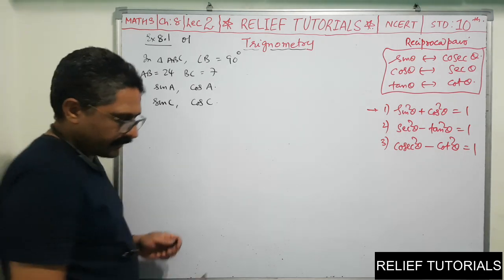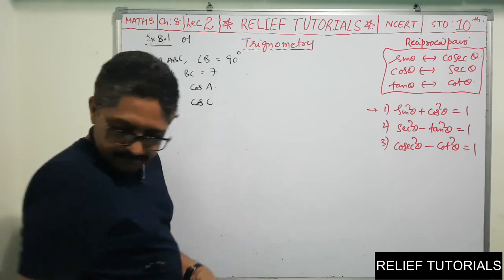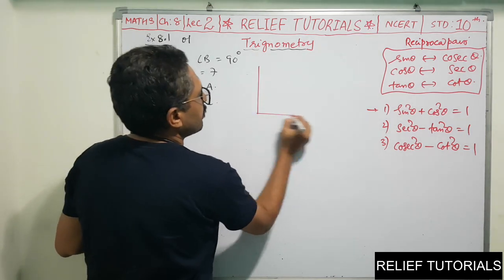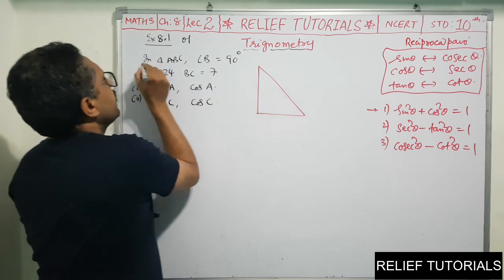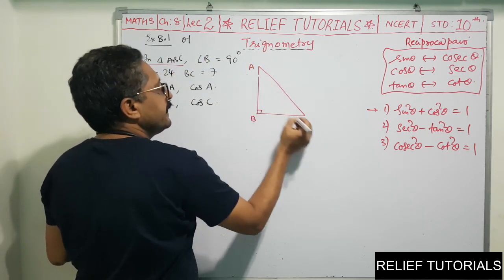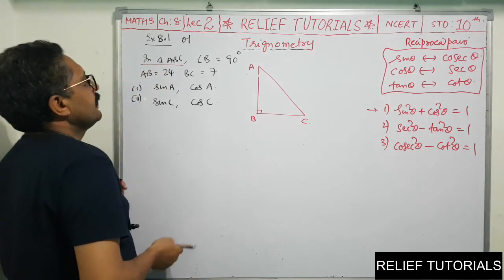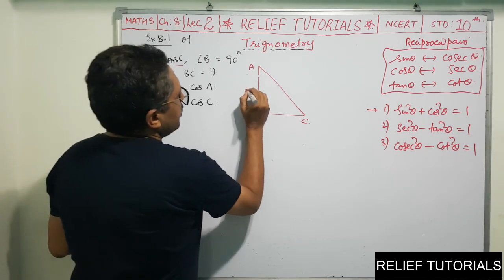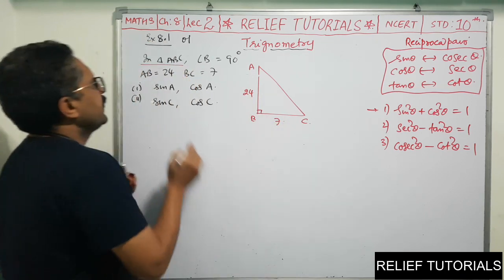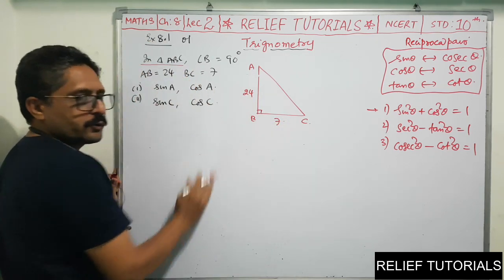Now see, our triangle. In triangle ABC, B is 90 degrees. We take A here, C here. Now AB is 24, so I can write here this is 24 centimeter, BC is 7 centimeter, and you have to find the value of these ratios.